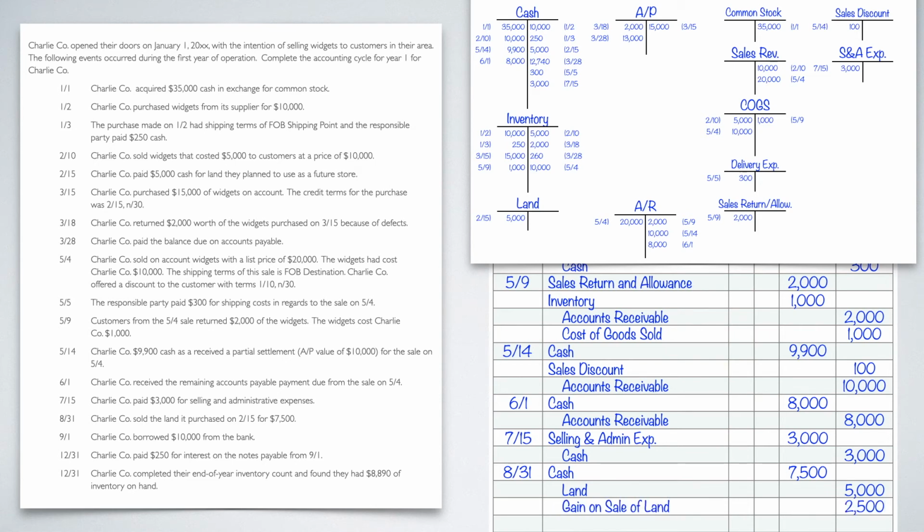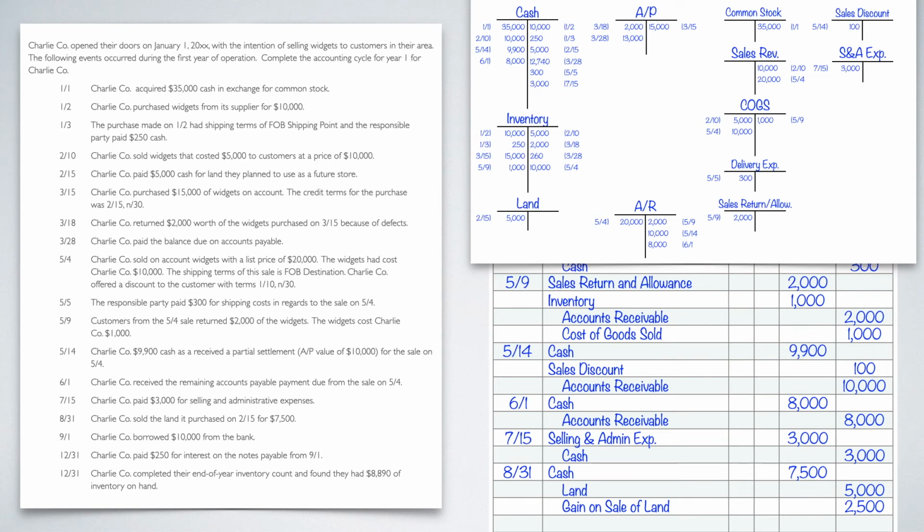So 2,500. Notice it's not sales revenue because we're not selling inventory. This is not our day-to-day business. If we were a real estate company, maybe. But we're not in the business of selling land. So this is something that's non-operating. This is not normal. So we're going to call it gain on the sale of land. All right, that takes care of 8.31. Let's go to the next one.